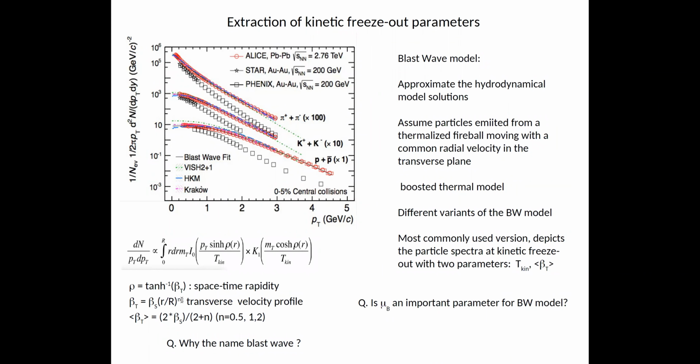So you can write beta t is nothing but dr by dt, which is equal to beta s into small r by capital R, where beta s is a constant velocity at the surface. If you solve this equation and get an expression for small r, you will see it increases exponentially in time, and that is why the name blast wave is given.